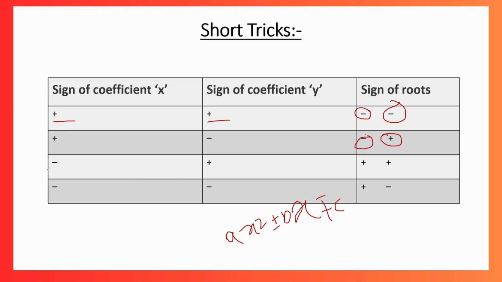When the signs are minus or plus, like this, both the roots or zeros will be positive. If both the signs are minus, then one root is positive and one is negative. So it will help you. I will tell you how.